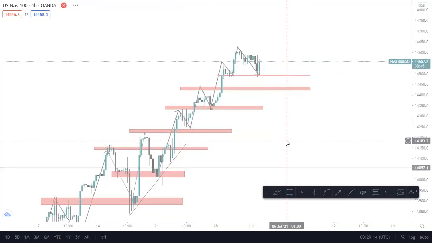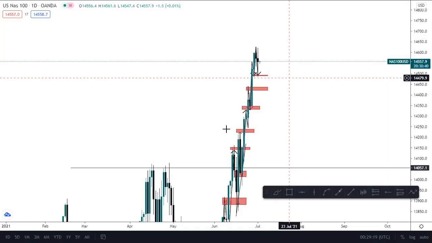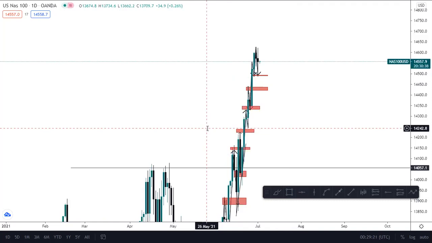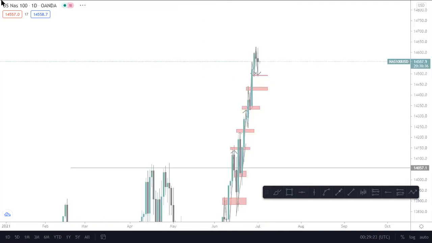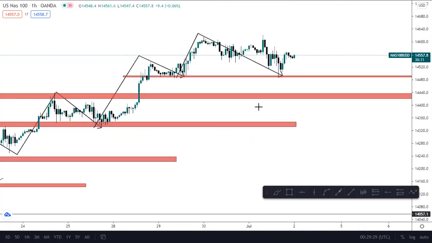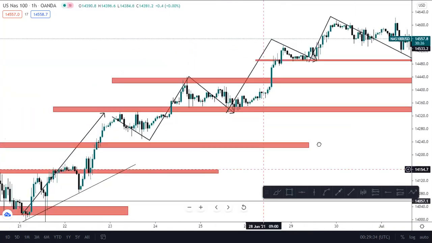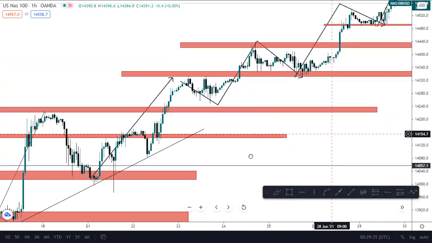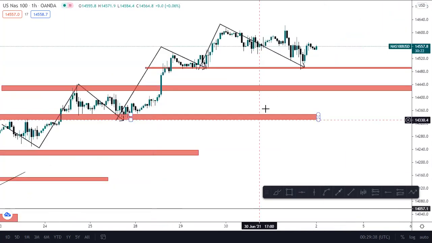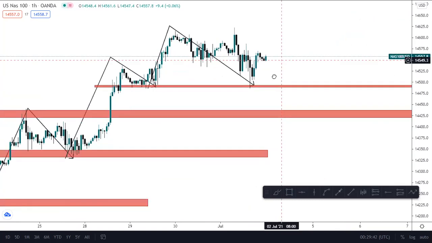Sorry. Let's do this. 1-hour chart. So bang, right there. On the 1-hour chart, we can see it's more visible, right? The analysis is now visible. So let's check what we currently have right now.